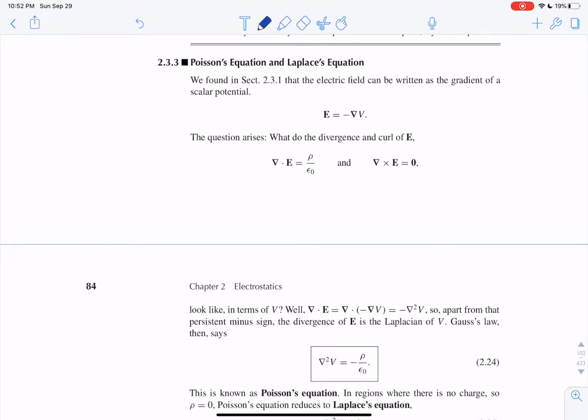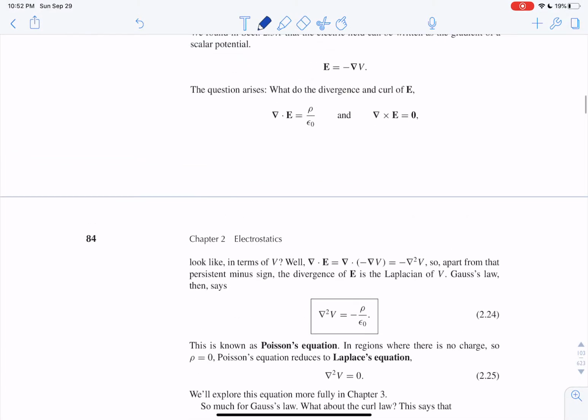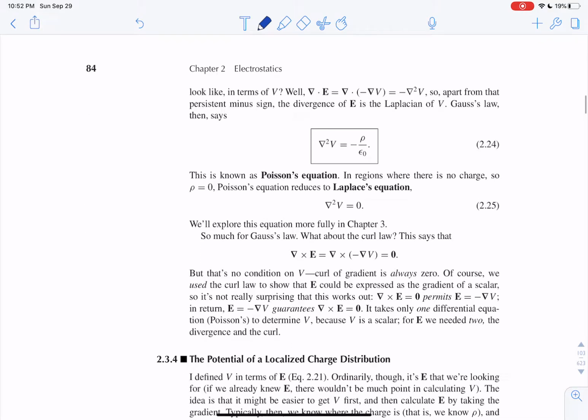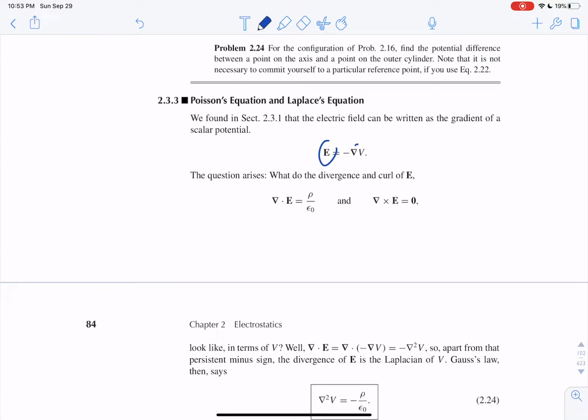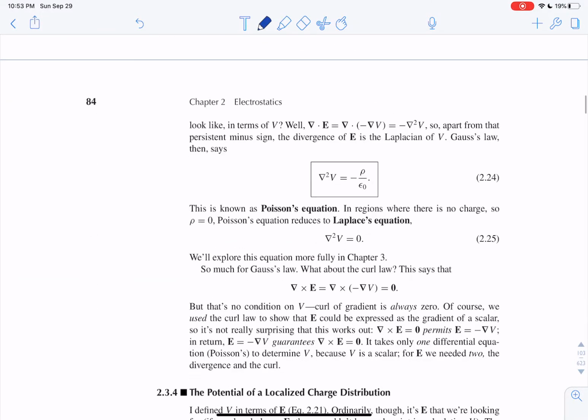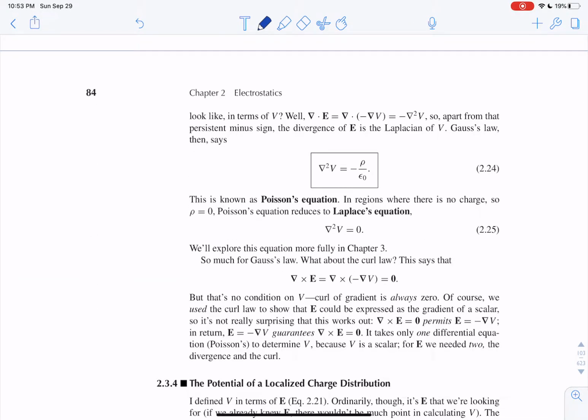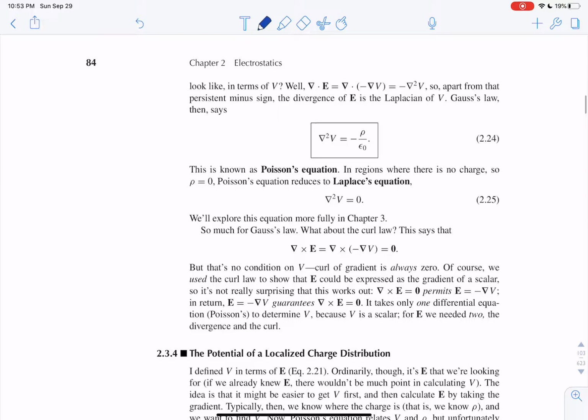And then Poisson's equation and Laplace's equation. So the question arises, what do del dot E and del cross E equals 0 do? Since we know that E equals minus del V, we say del dot E is equal to del dot minus del V. So this becomes minus del squared V. That's where this equation comes from, which says that the second derivative of the scalar potential field is just equal to the charge density, over epsilon naught. Okay, and that's known as Poisson's equation.